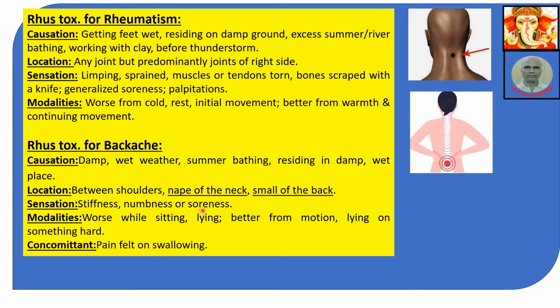Sensation: stiffness, numbness, soreness. Modalities: worse while sitting, lying, better from motion, lying on something hard. Concomitants: pain felt on swallowing. Now note this symptom: pain felt on swallowing. The patient is swallowing something and the pain is felt in the back. This is concomitant because there is no direct pathology between the swallowing and feeling of pain. If some patient with backache reports this symptom, that whenever I swallow something I feel pain, then you can give Rhus Tox and it will act 100%. It is 100%.